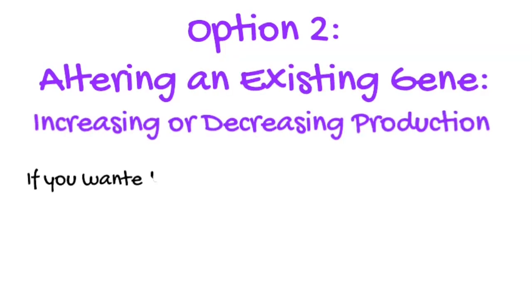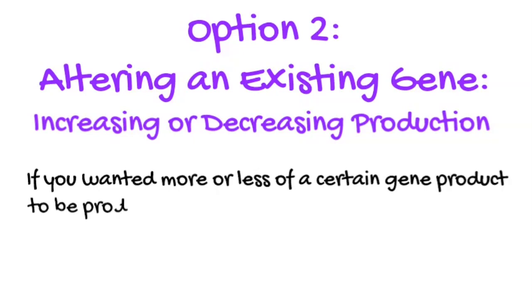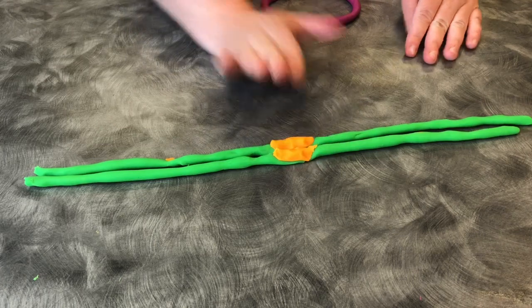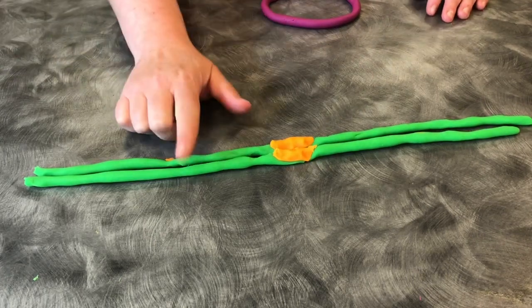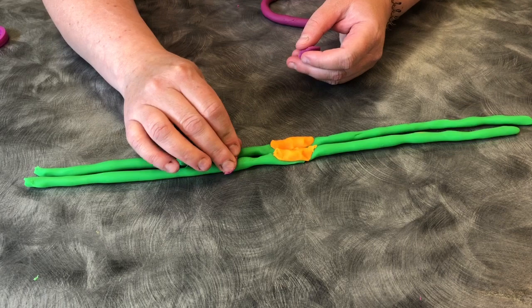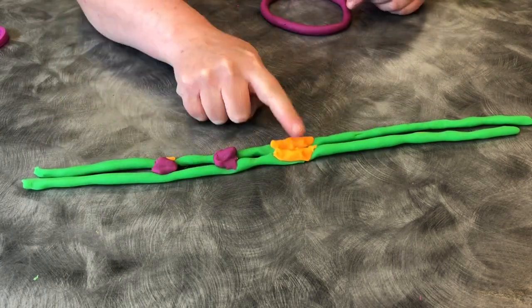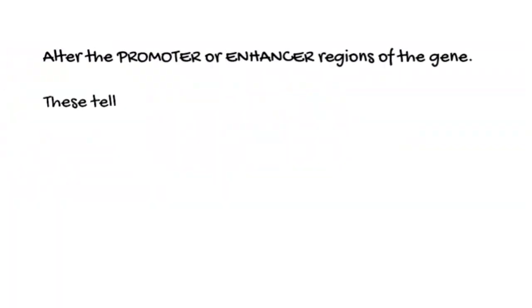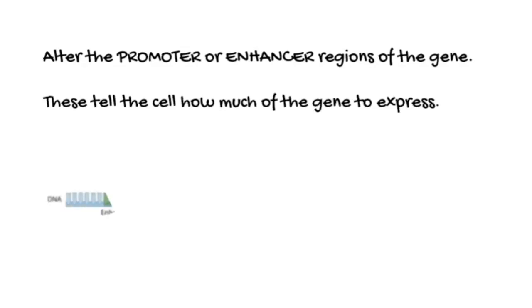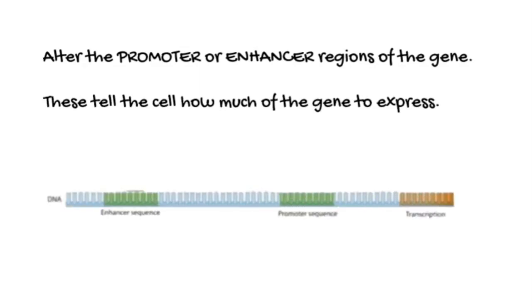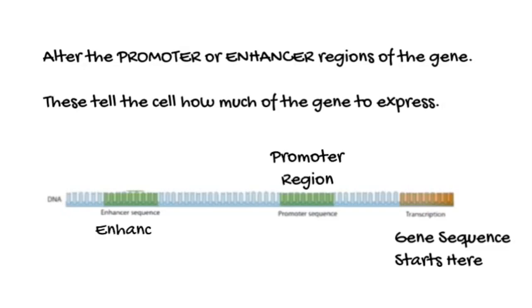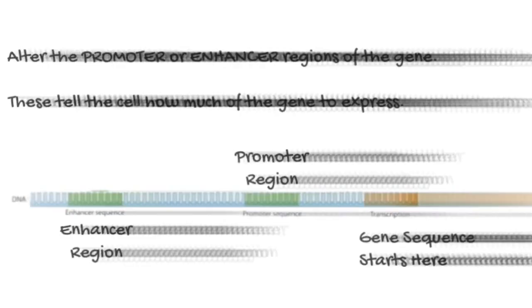Now let's look more closely at how we might alter an existing gene by increasing or decreasing the production. If the orange is the identified gene in our organism, this is the upstream region. Upstream of the gene, we often have two sequences, the promoter and the enhancer. Both sequences play a role in expressing the gene. By modifying or replacing either of these sequences, we can change the expression of the gene.